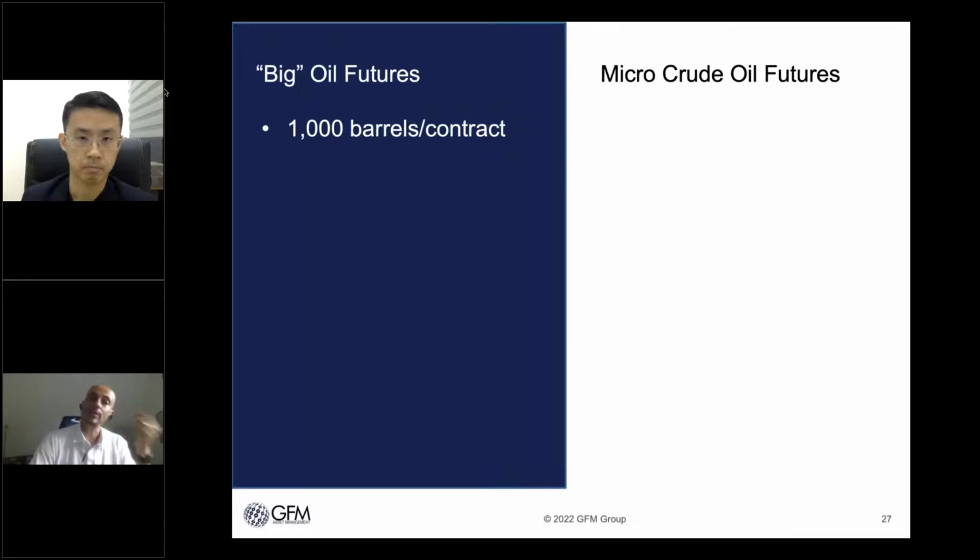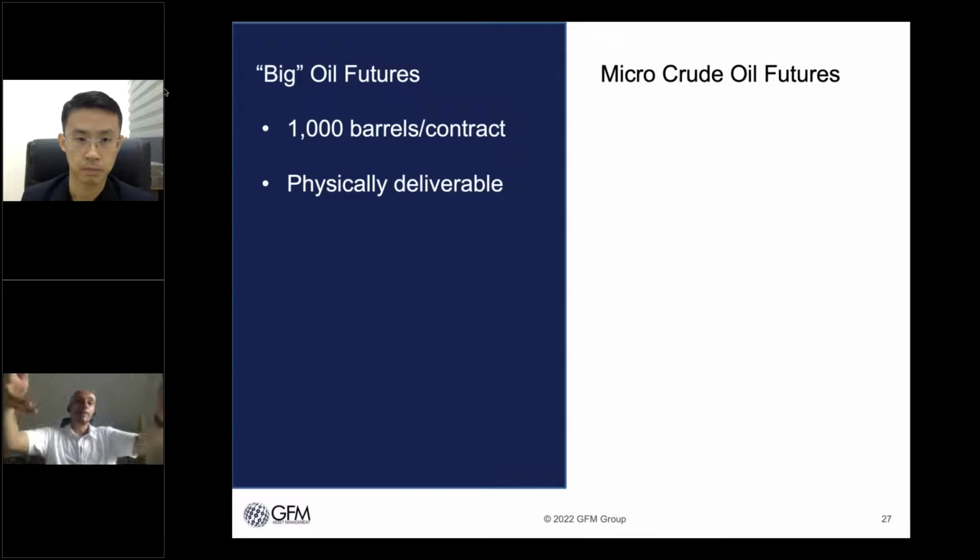So 1,000 barrels per contract, and they are physically deliverable, meaning that if you held the September contract until September, in theory, the other side could say, hey, we're going to deliver 1,000 barrels of oil to this point in Cushing, Oklahoma, where you're going to need to take delivery, and you would need to deal with that. But most of you, I'm guessing, don't want to take physical delivery. That's how the prices are kept honest.